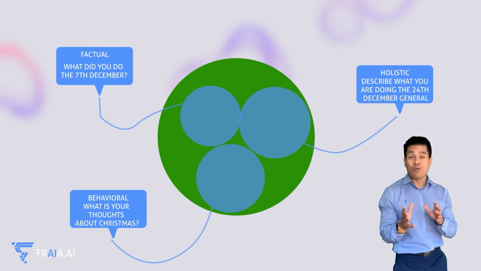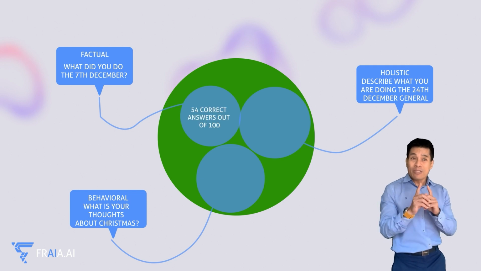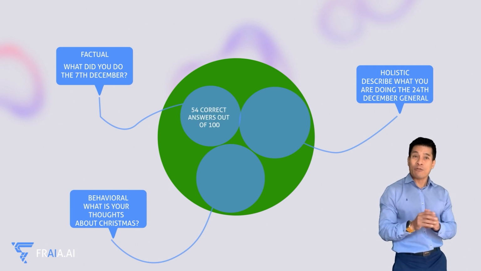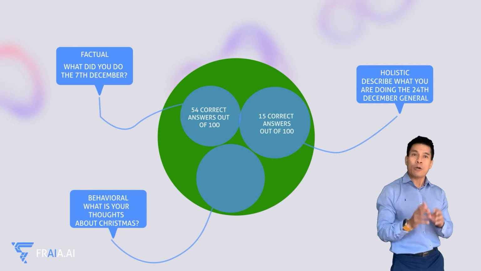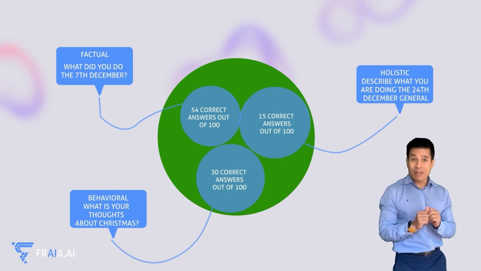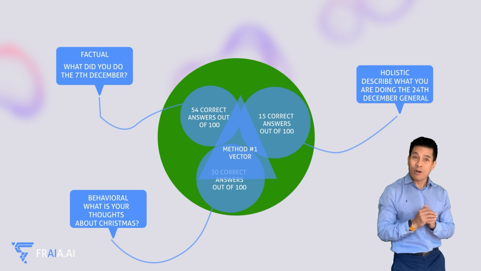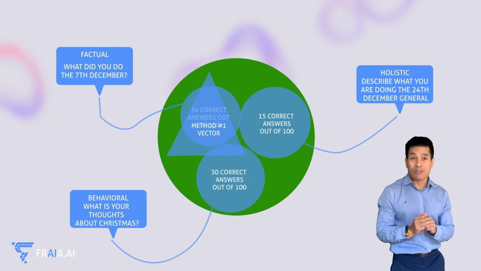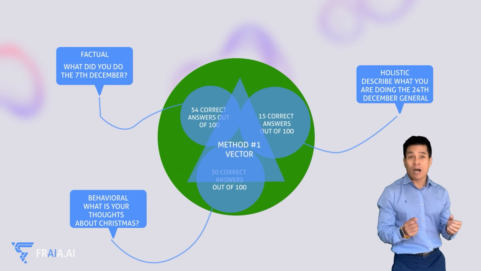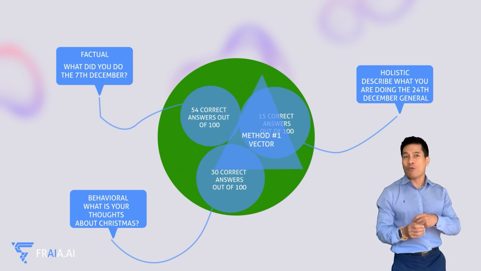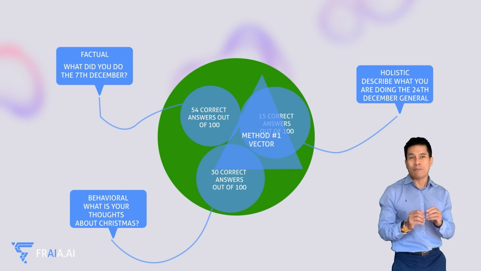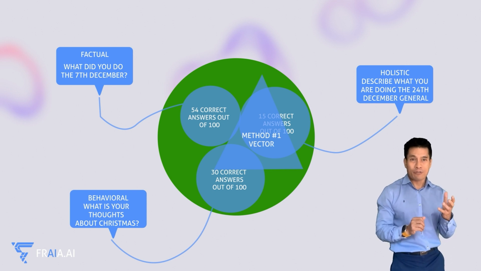For instance, in factual queries, it might score 54%, in holistic ones maybe around 15%, and in behavioral around 30%. This baseline helps us identify where the chatbot is performing well and where it needs improvement. If the chatbot is primarily for customer support and it's performing poorly in factual queries, we know that's where we need to focus our optimization efforts.